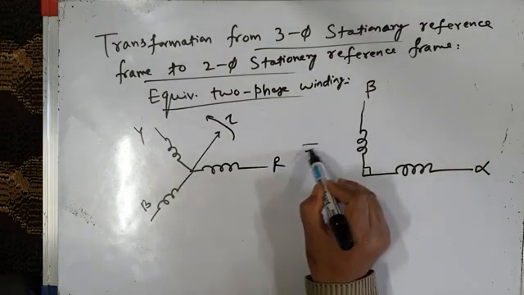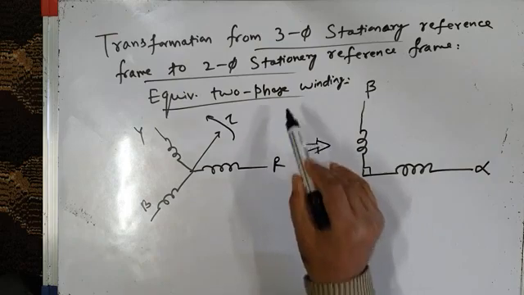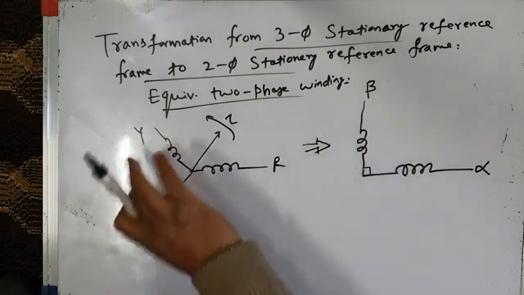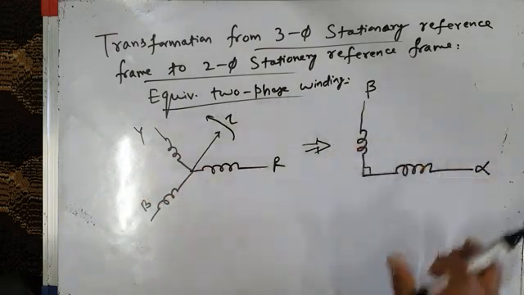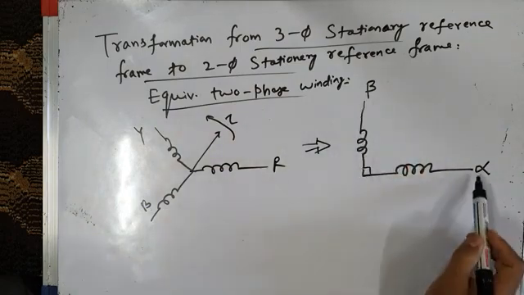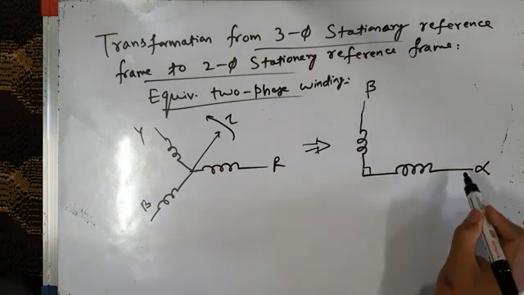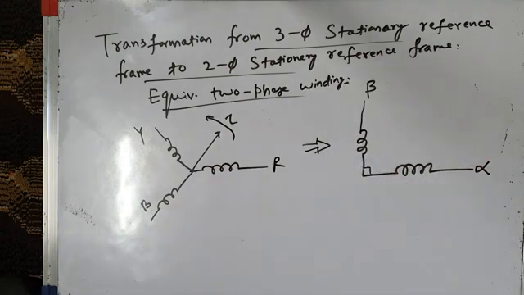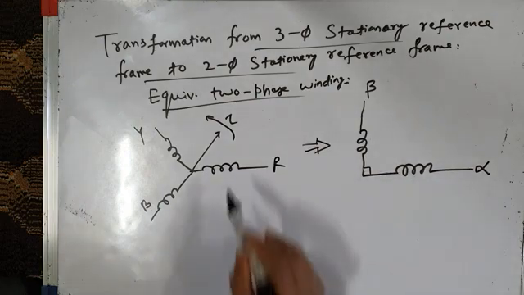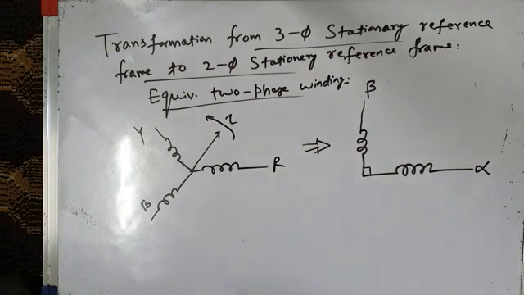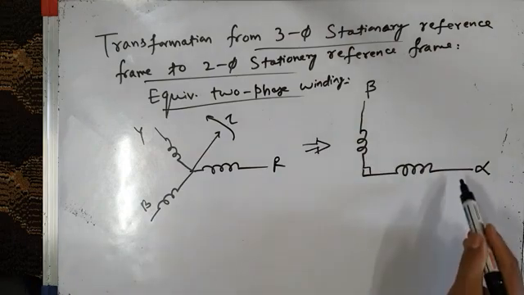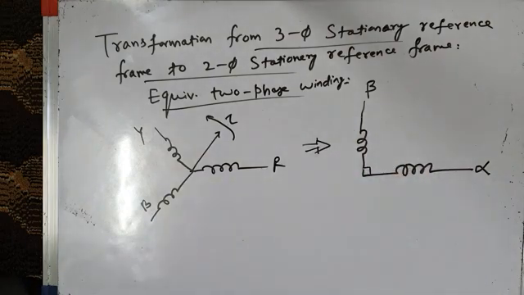But in the equivalent two-phase stationary reference frame, this three-phase winding is transformed into two-phase winding, and the two-phase windings alpha and beta are 90 degrees in space with each other, and they carry currents I alpha and I beta, which are displaced in time with respect to each other by 90 degrees. Here we have three currents IR, IY, IB, which are displaced in time by 120 degrees. And in the equivalent two-phase winding, we have two currents I alpha and I beta, which are displaced in time by 90 degrees.